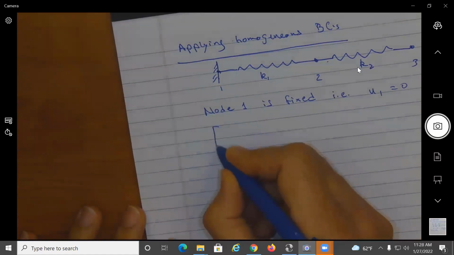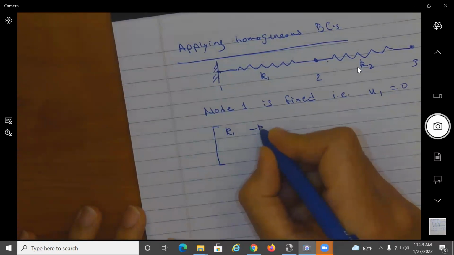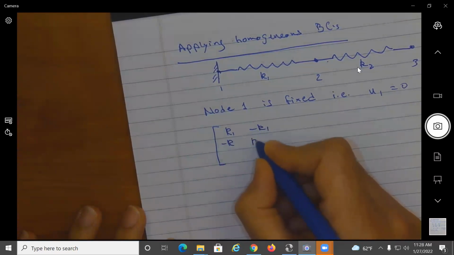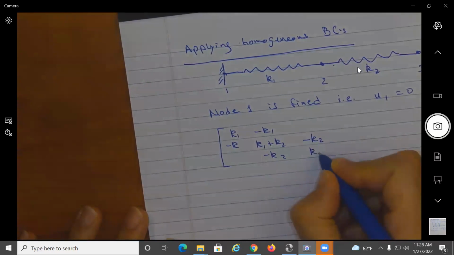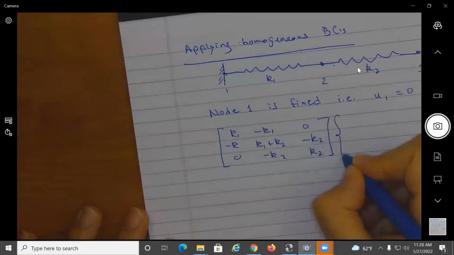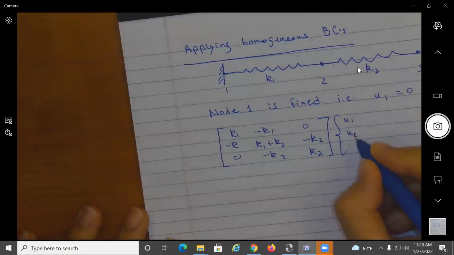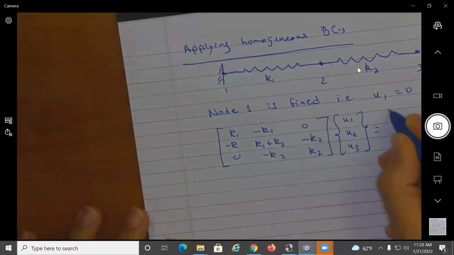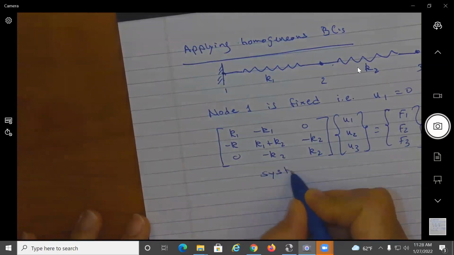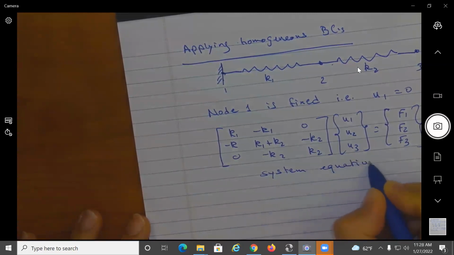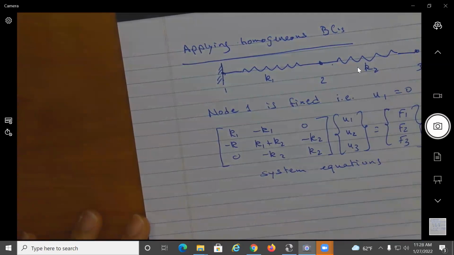Now remember, we had our system relations: K1, minus K1, minus K1, K1 plus K2, minus K2, minus K2, K2. We had the zeros. We had this multiplied by U1, U2, and U3 equal to F1, F2, and F3. So these are the system equations. We learned that they have no solution until we apply the boundary conditions.